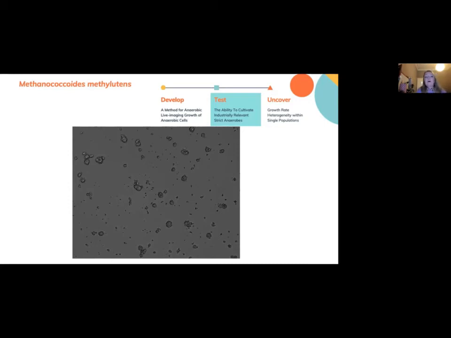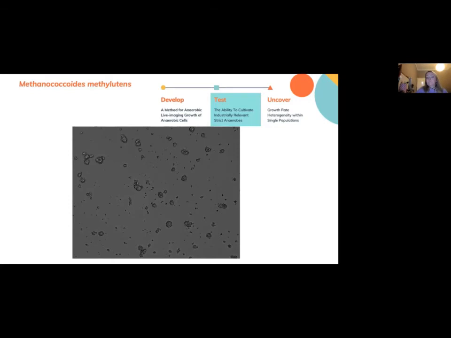So with the Methanococcoides methylutens, I tested growth in methanol, but also in trimethylamine. And I'm going to do a comparison of the growth rates in the different culture media.